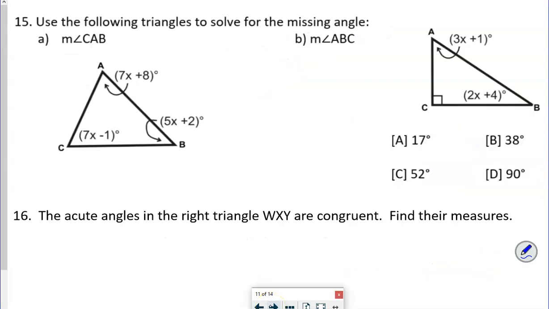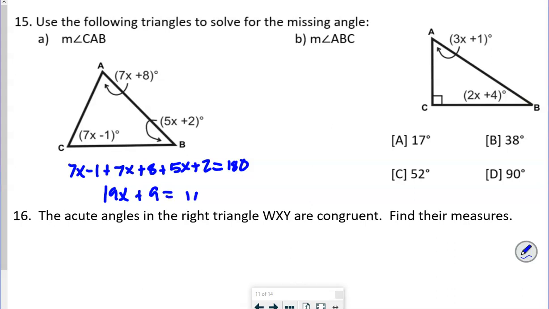All right. So it says use the following triangles to solve for the missing angle. So we're looking for the measure of CAB. So we add all 3 of these together, and what should they equal? 180, right? So we're going to add 7x minus 1 plus 7x plus 8 plus 5x plus 2. And we're going to set that equal to 180. So 7 plus 7 is 14, plus another 5 is 19. So that's 19x. And minus 1 plus 7 plus 8 is 7. 7 plus 2 is 9. So that's plus 9 is equal to 180.